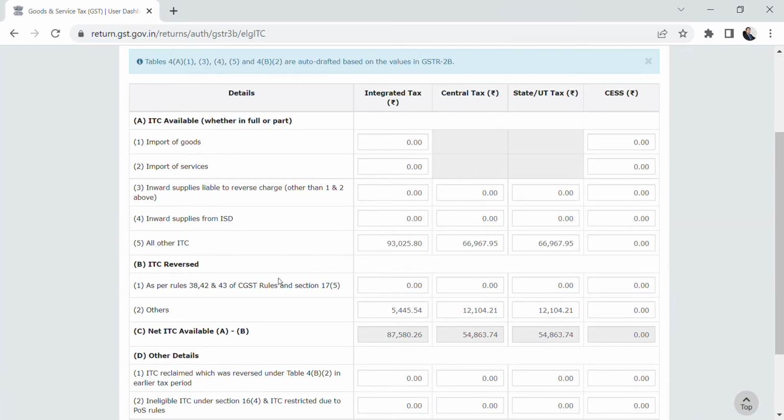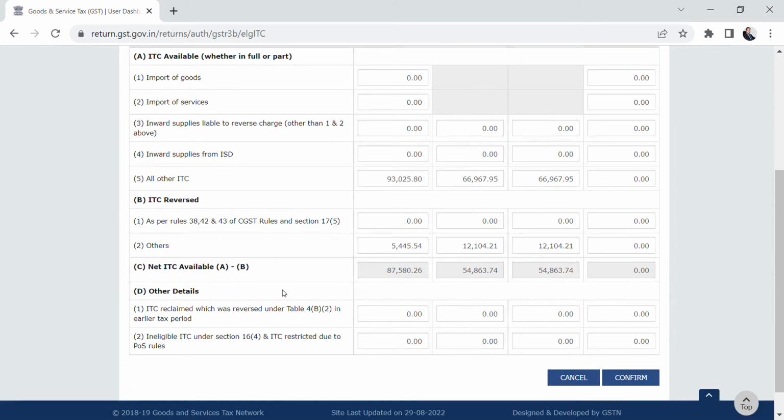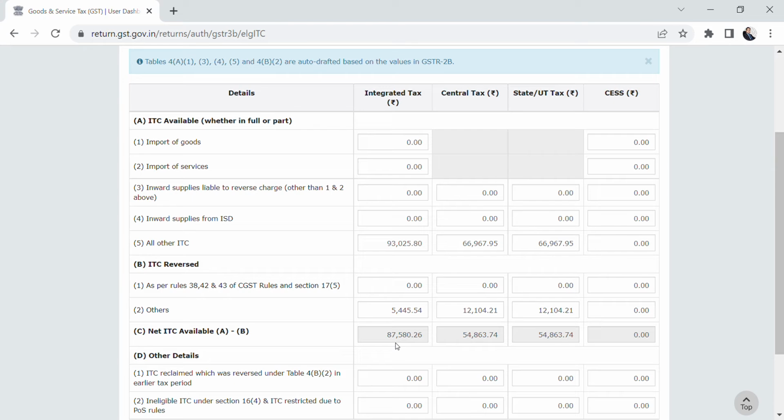So friends, the major change pertains to Table 4B part 1 and part 2. I'm going to tell you what precautions we need to take while filing and punching figures in Table 4B 1 and 2, and how to move on and how to reconcile the figures.